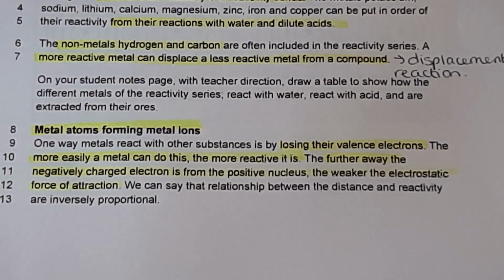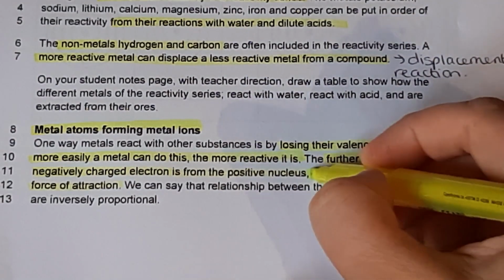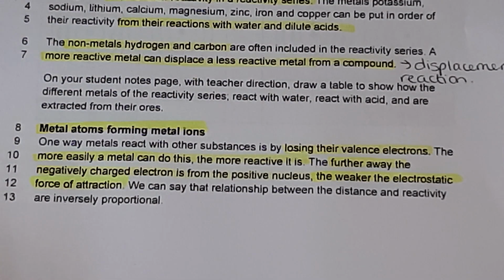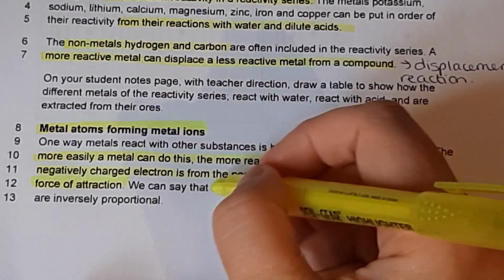And that is because positively charged nucleus, because it's got protons in it, is attracting the negatively charged electrons to it. The bigger the element, the more electrons it has in many outer shells, the further away the outer valence electron is from that positive nucleus. And so the weaker that electrostatic force between the positive and negative charges. So we can say that the relationship between distance and reactivity are inversely proportional.